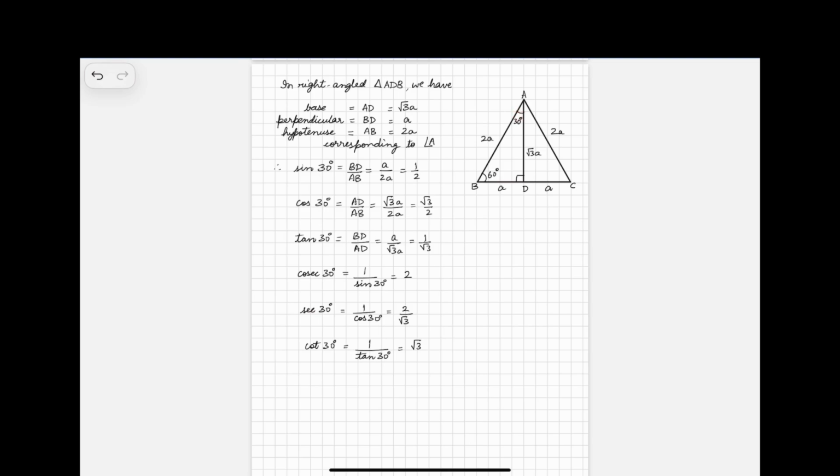So sine 30 is equal to A by 2A, which is 1 by 2. Cos 30 degrees is root 3A by 2A, which is root 3 by 2. Tan 30 is A by root 3A, which is 1 by root 3. Cosecant 30 is 1 by sine 30, which is 2. Secant 30 is 1 by cos 30, which is 2 by root 3. Cot 30 is 1 by tan 30, which is equal to root 3.